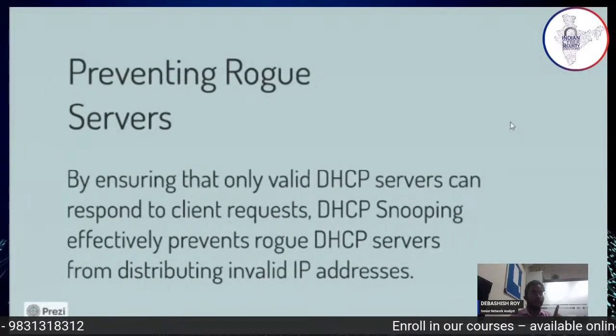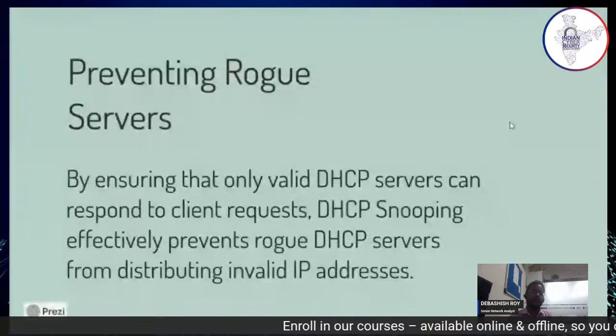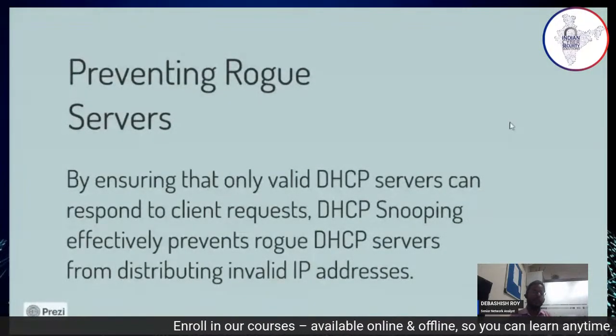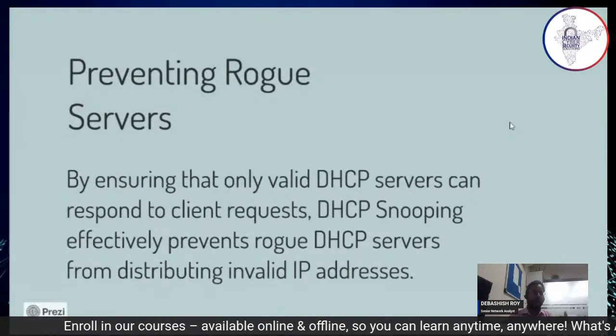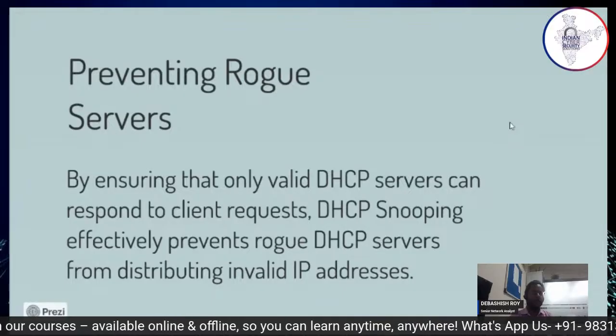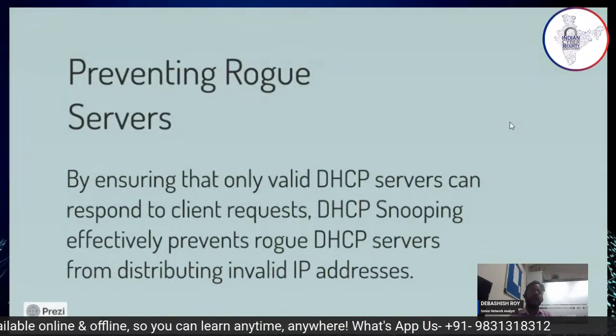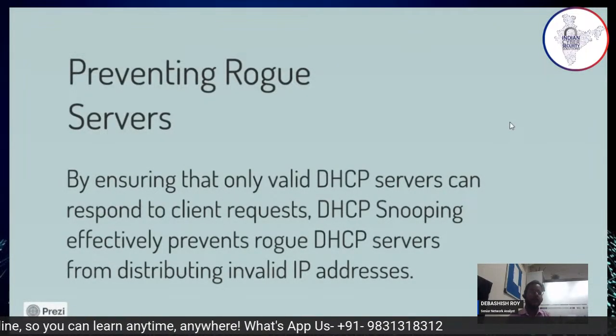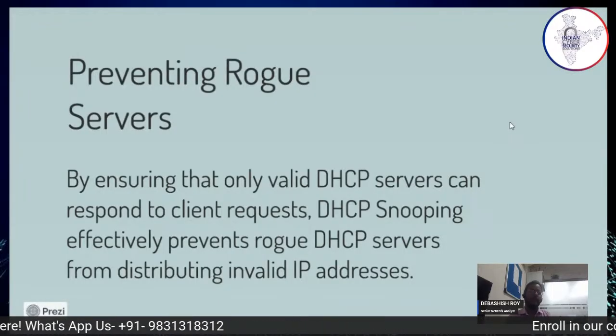Preventing rogue servers, the rogue DHCP server that I was talking about, is the most important, critical, and risky part, because if I deploy a rogue DHCP server, then the client will get the IP from my rogue DHCP and will be redirected to my rogue DHCP network. So I will have complete control over those clients.